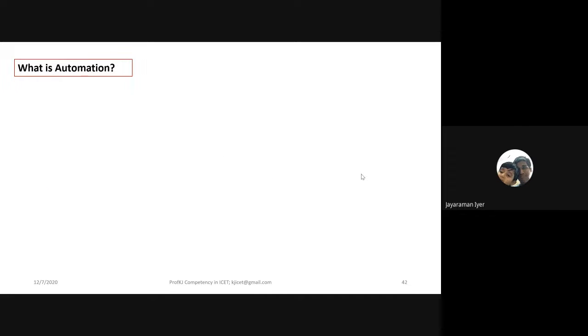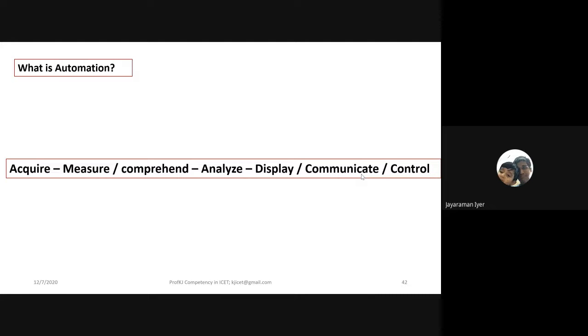You can add more. What is automation? This is a question which everybody is asking. Suppose I want to get a job in automation, what should I know? I should know this. Acquire: the ability to acquire from anything, from a human being. How do I acquire? What type of A to D converter should I use? What type of signal conditioner should I use? If I am taking from a cement plant, what type of signal conditioner should I use? What type of sensor should I use? All those things. And measure and comprehend.